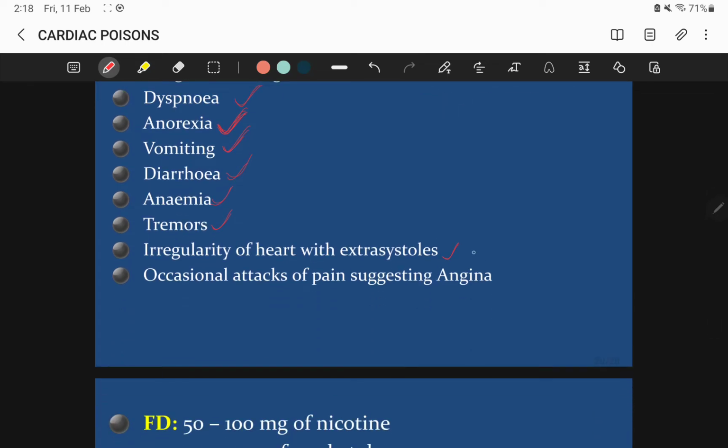Normally the ECG shows the PQRST waves, right? So this is the normal. If you take nicotine for a long time, there is irregularity of the heartbeat with extrasystole. Then there are occasional attacks of pain suggesting angina, which can lead to myocardial infarction. Oxidants cause many kinds of side effects, the arteries get clogged, and it can lead to MI. So anginal pain is also important.